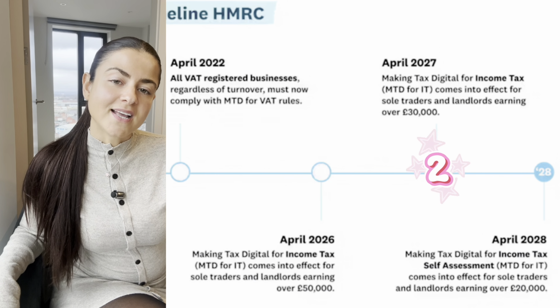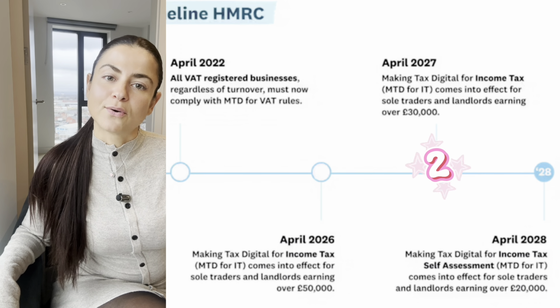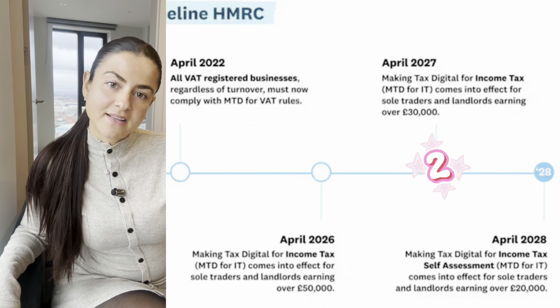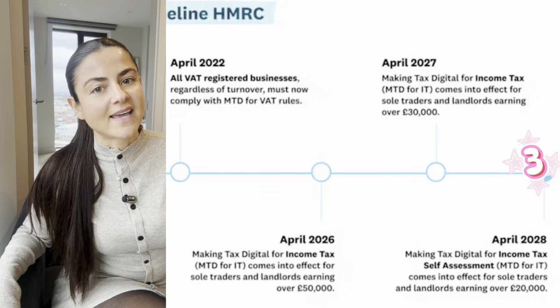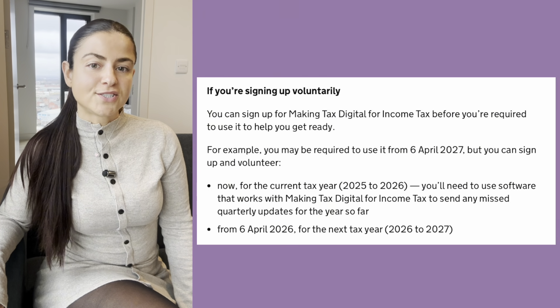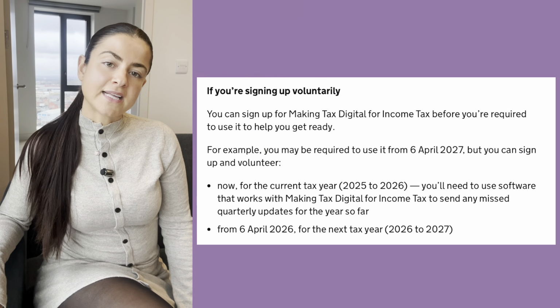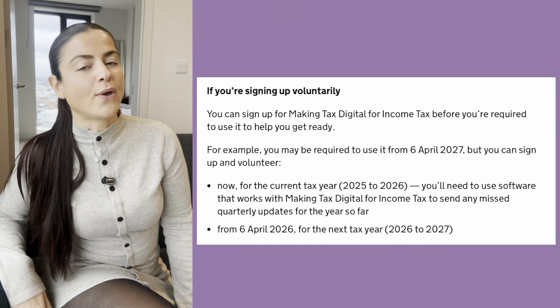Phase 2 is April 2027, and that is for any sole traders or landlords earning between 30k and 50k a year. And then finally, April 2028 for anybody that is between the 20k to 30k threshold. If you're below the 50k mark, but you still want to join the scheme, then you absolutely can join voluntarily. It's just if you're over that 50k threshold that it becomes compulsory as of April 26, or obviously phase 2 or phase 3, depending on your income level.